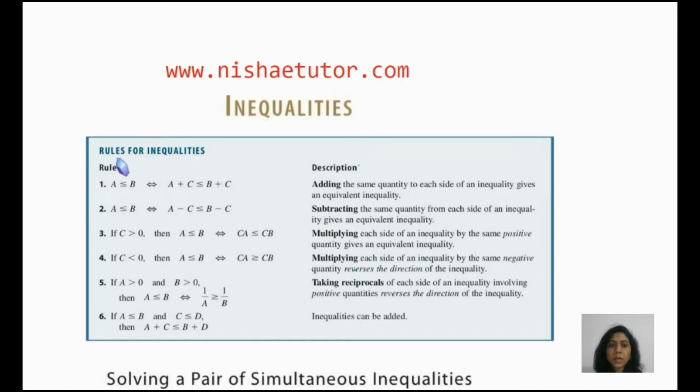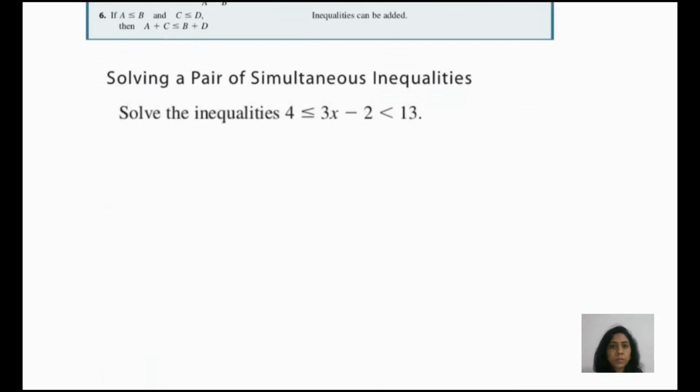And in the last video, I taught all these rules, and today we will learn how to solve a pair of simultaneous inequalities. So this inequality here we can divide into two parts. First one, this inequality, and second one is this inequality. First inequality, 4 less than or equal to 3x minus 2, and second one is 3x minus 2 less than 13. But here we will solve it combined.